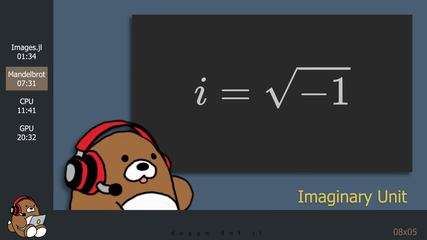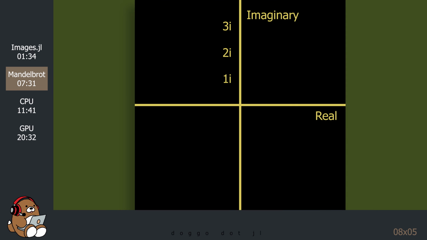An imaginary unit is defined as the square root of -1, and is denoted by the lowercase letter i. Otherwise, an imaginary number behaves just like a real number, so you can have 1i, 2i, 3i, and so on. You can also have -1i, -2i, -3i, and so on.